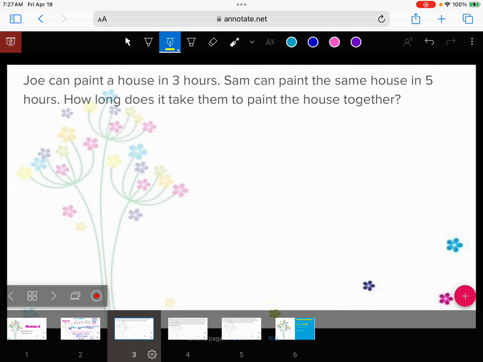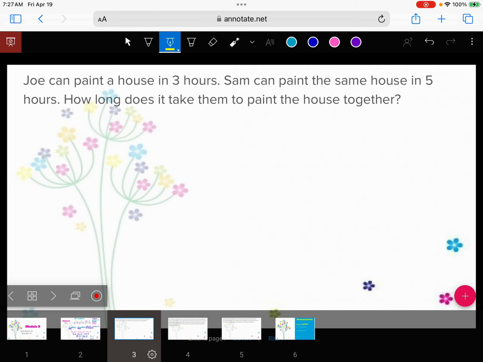So we've got that Joe can paint a house in 3 hours, and Sam could paint that same house in 5 hours. So we want to know how long it takes them to paint the house together. And our instinct is to just add them together, 3 plus 5, surely. But does it make sense for them to take more time when they work together? No. So it should be faster. It's also not going to be the difference between them. So we have to look at this in a different way.